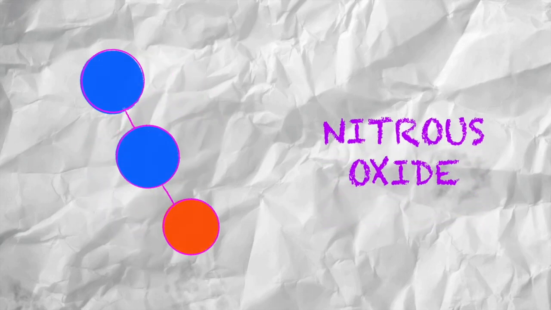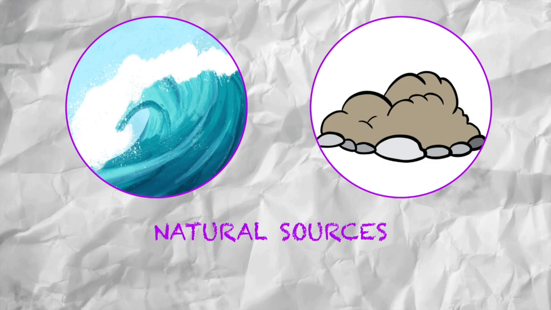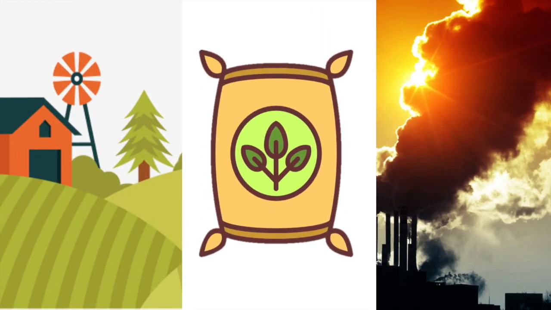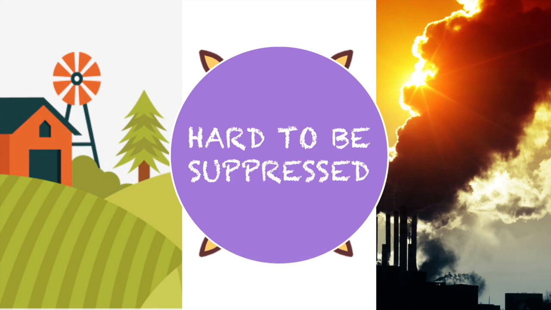Next, we have nitrous oxide. Nitrous oxide is emitted from soil and oceans in nature and is released into the atmosphere due to human activities such as the cultivation of soil, creating and using fertilizers, and burning fossil fuels. Nitrous oxide is a very powerful greenhouse gas because it is so hard to be suppressed.